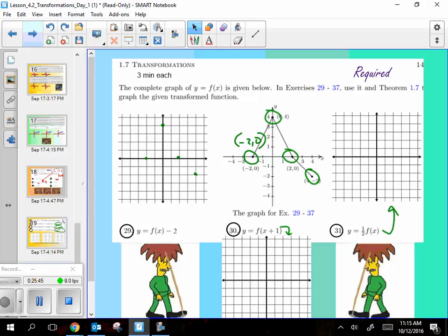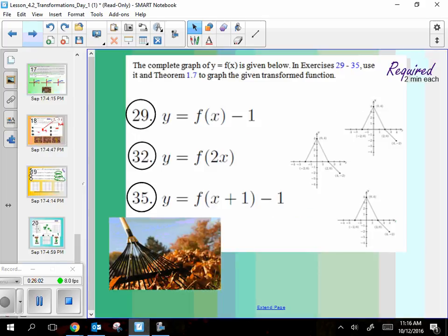This one will be a little more complicated than dragging it somewhere. You'll have to figure out how to do that one. But if you realize that the f of x is like your y, you're doing something to all the y's, I think you can handle it. Okay. So that page is also assigned.